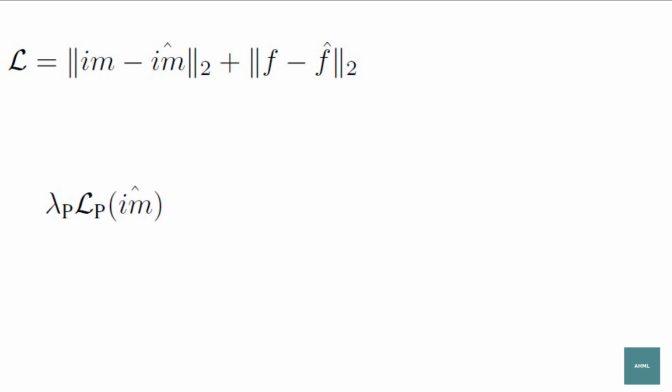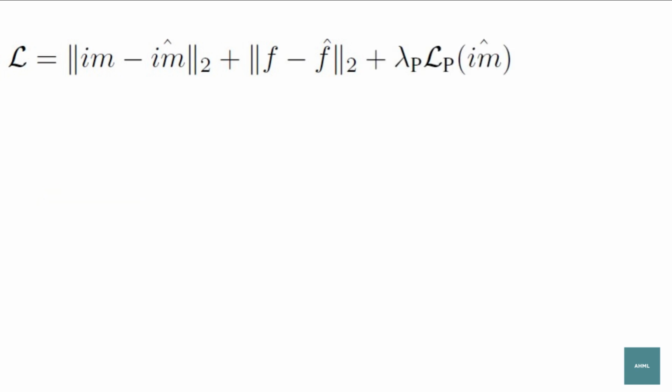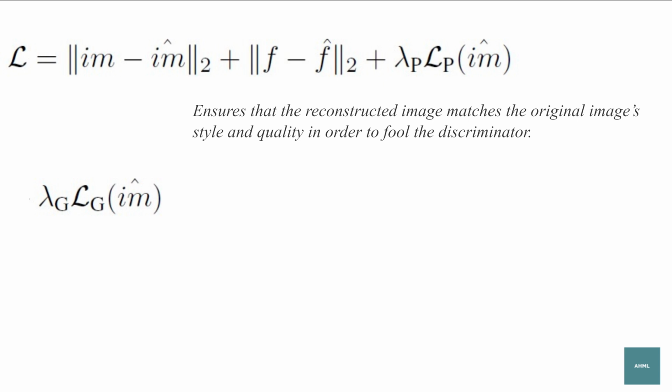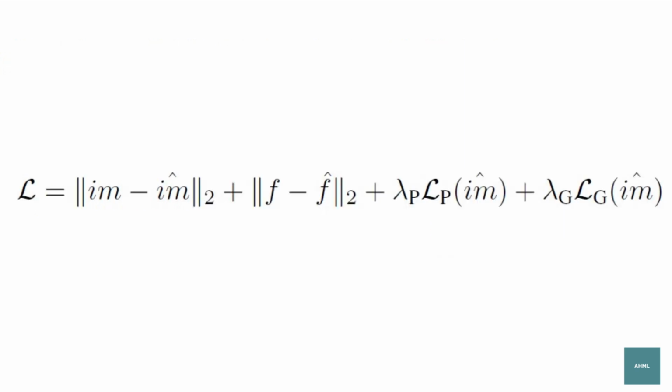Lambda P LP of Im hat is the perceptual loss. It ensures that the reconstructed image looks perceptually similar to the original image. Lambda P is the weight that controls how much importance is given to this loss. Lambda G LG of Im hat is the discriminator loss. It ensures that the reconstructed image matches the original image's style and quality in order to fool the discriminator. Lambda G is the weight that controls how much importance is given to the discriminator loss. This is how the loss function looks.